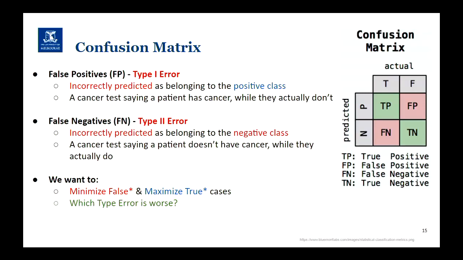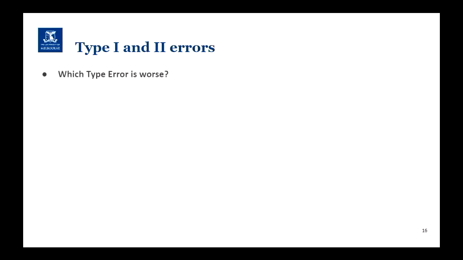However, which type of error is worse? Type 1 or type 2 error? Which one? Type 2? Maybe in this case, but that depends on the problem, right? Depends on what you want to maximize. Certainly on a cancer test, saying someone has cancer and they end up not having cancer, that's not as bad as missing it, right? But it varies, and we're going to discuss one example where actually type 1 error is worse. So type 1 error and type 2.